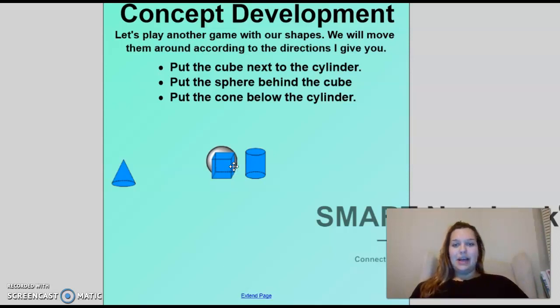Ooh. Now we have to put our cone below the cylinder. Can you show me below on your face? Below. Very good. Let's go on to our next problem. You guys are really, really good with these positional words.